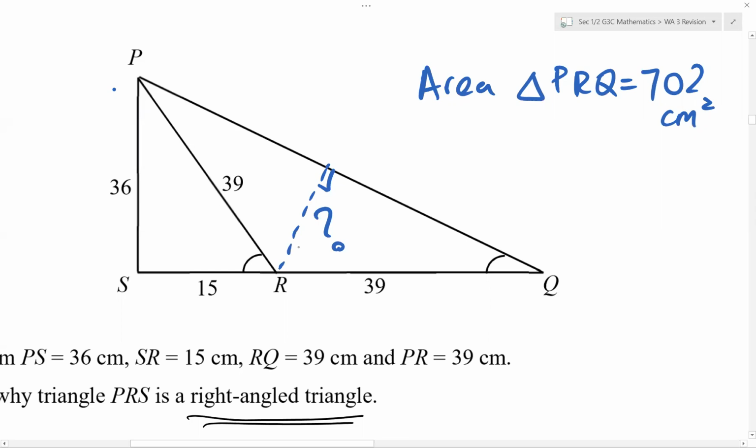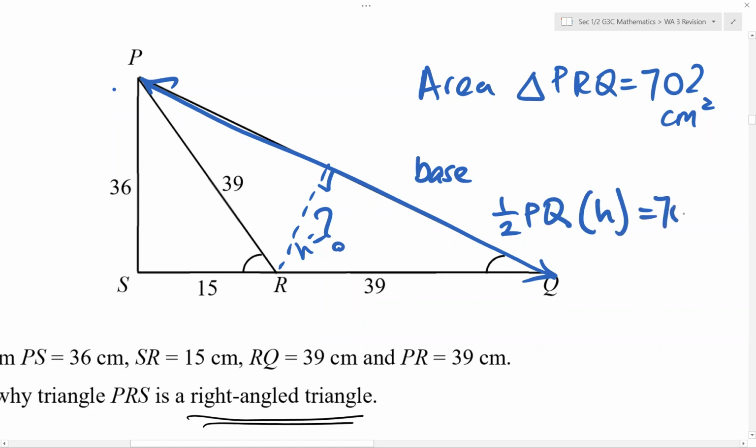Let this be equal to h. If this has a value of h, I'm going to choose PQ as my base, so that half of PQ times h will be 702. Then I can find the value of h. However, we need to find the value of PQ. Did they give the value of PQ? No, they didn't. They did not give you the value of PQ. So that is something you need to find. And how do we find it?